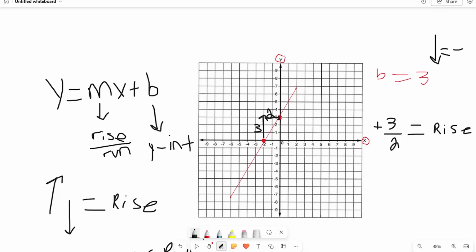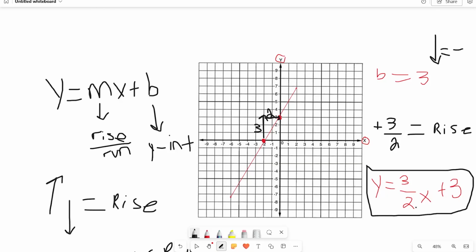So here's what we're going to do. We get a nice little red color for this. y equals 3 over 2 x plus b. Now, what's b? b is the y-intercept. So we would actually replace b with 3. And our final answer is y equals 3 over 2x plus 3.